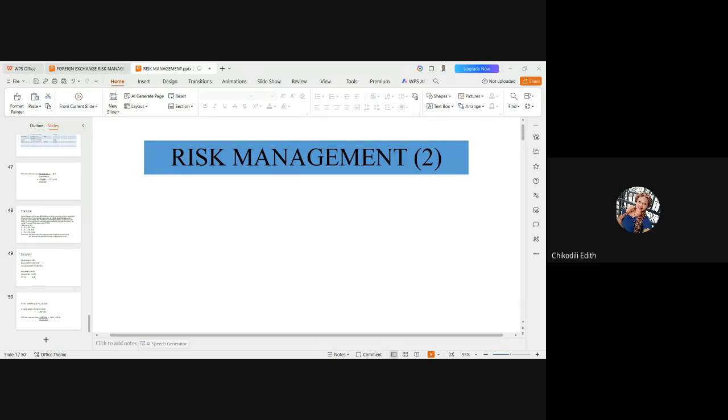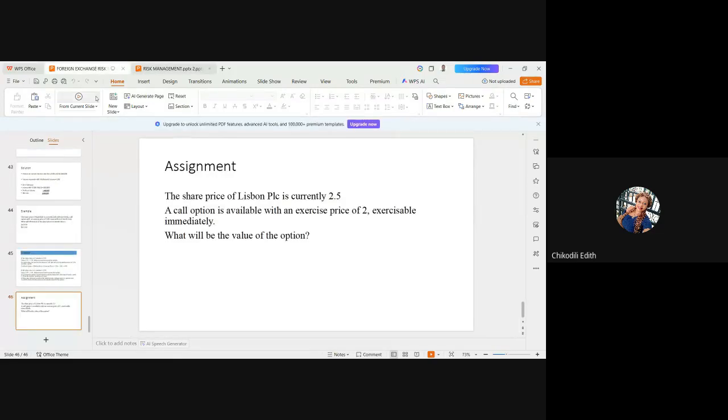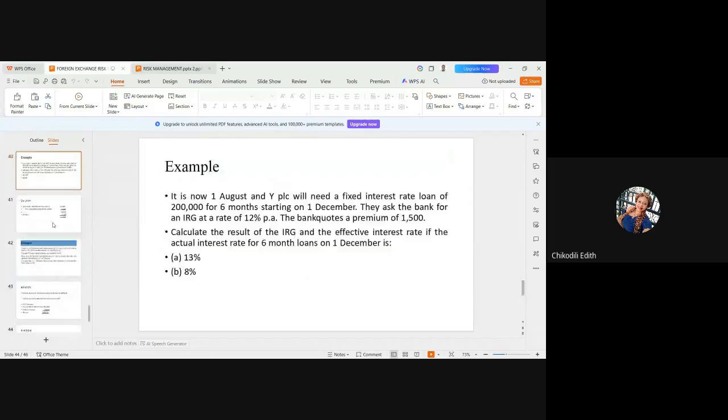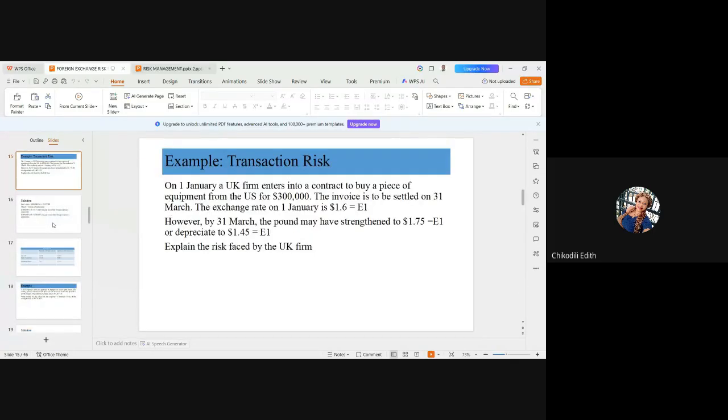I think transaction risk is the risk that occurs between when the contract is signed and when the payment is being made. Then translation risk is also an accounting risk. It's a risk for foreign subsidiaries.